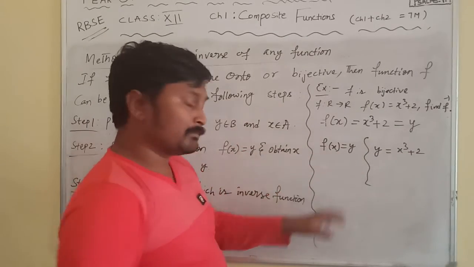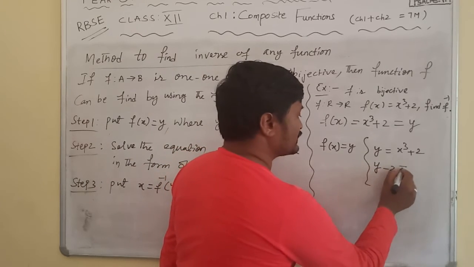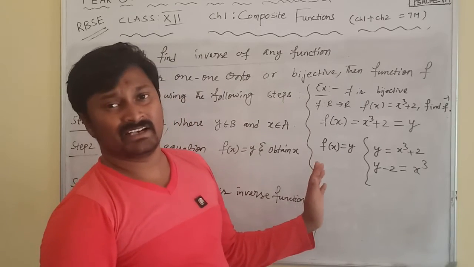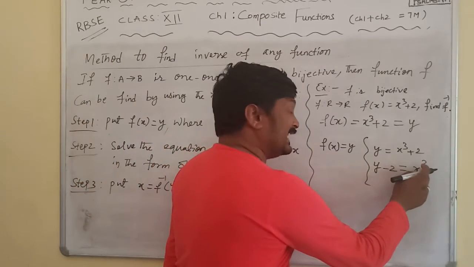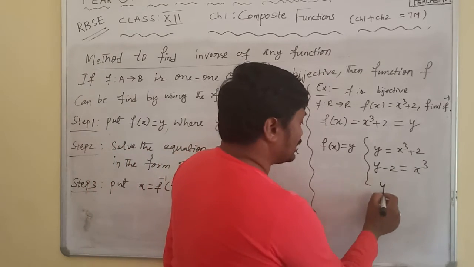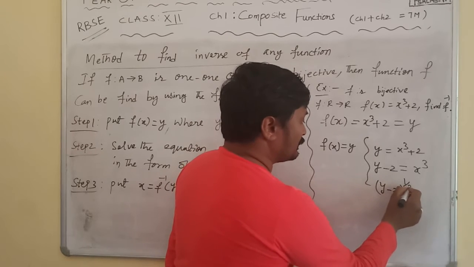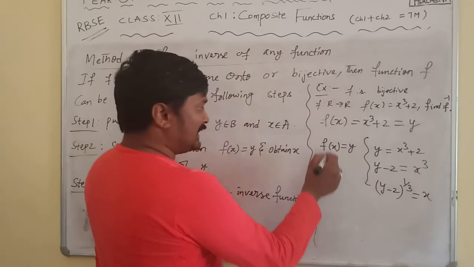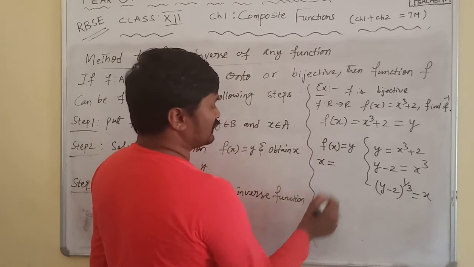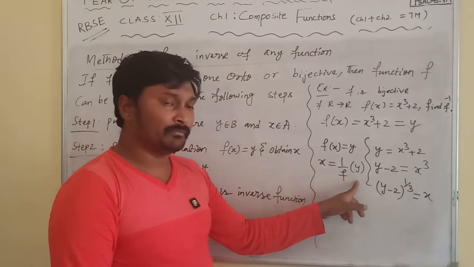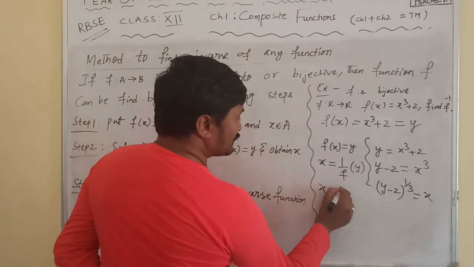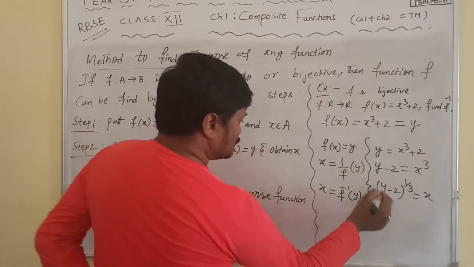Plus 2 comes to here as minus 2. So y minus 2 is equal to x cube. This process is called what? Sending one side to the other side, transposition. Now here x cube is there. It goes to that side as whole to the power of 1 upon 3. So you can write y minus 2 whole to the power of 1 upon 3 is equal to x. And also here f is multiplying, go to that side, division. X is equal to 1 upon f into y. Then what we'll write here, 1 upon f is nothing but, as you already know, f inverse of y. So this is your third step.